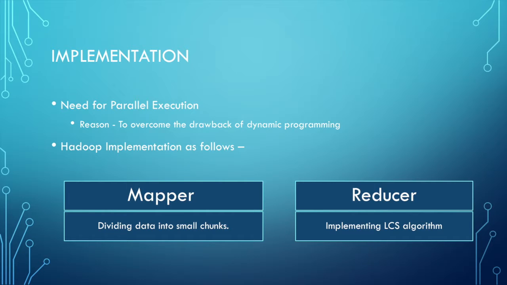Hey, so I'm going to explain how the implementation of parallel programming has been. Now, why is there a need for parallel execution? As Amol explained, we try to overcome the drawbacks of dynamic programming and also try to improve the performance of the system.